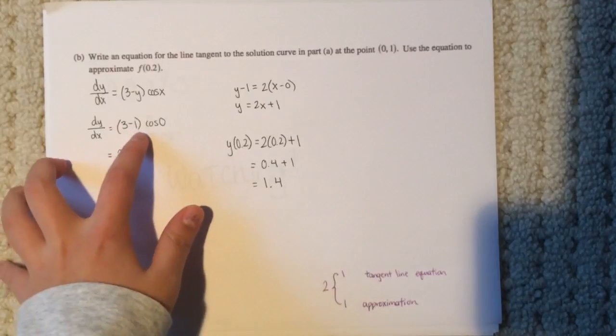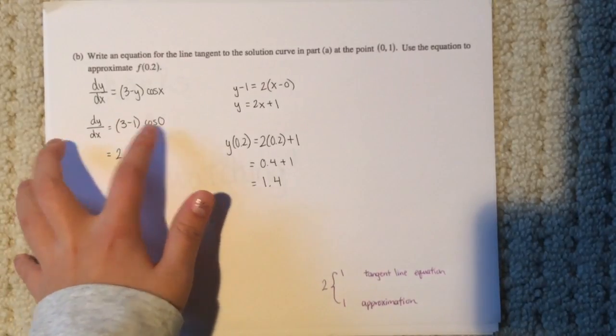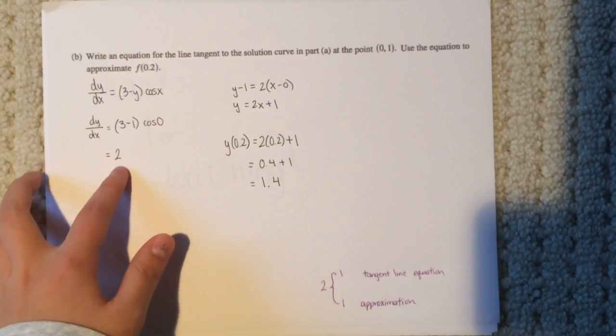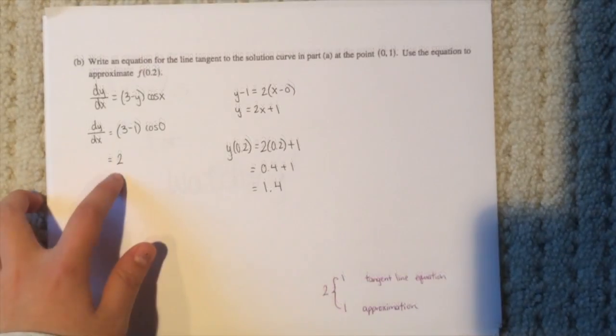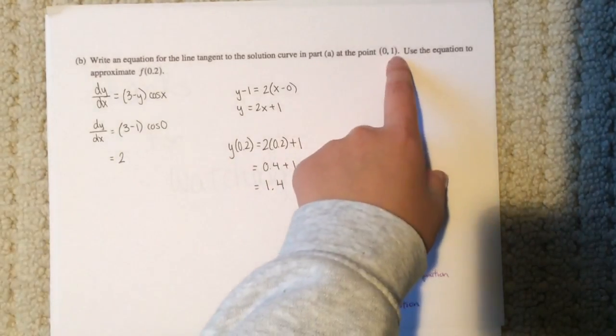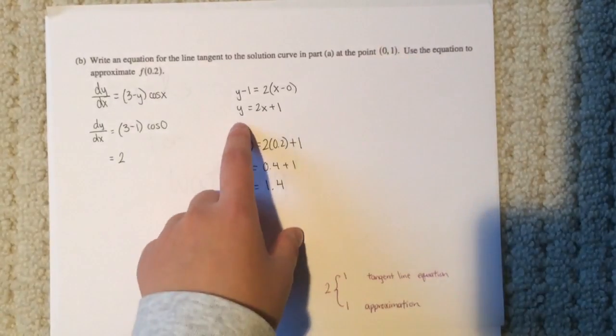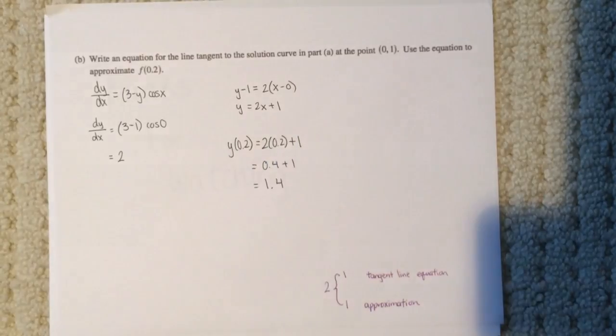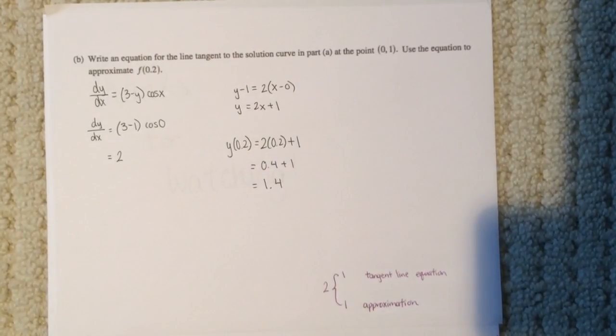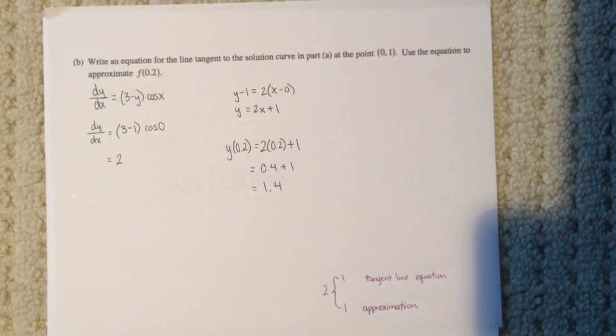Then we plug in the point 0, 1 for x and y respectively, and we get that the slope of the equation at this specific point is 2. We take the slope that we just solved for and use the point that we have and plug it into point slope form, which gives us the equation y equals 2x plus 1. Now this is the equation for the tangent line of the graph at the point 0, 1.